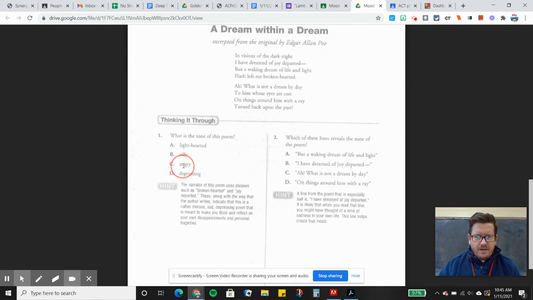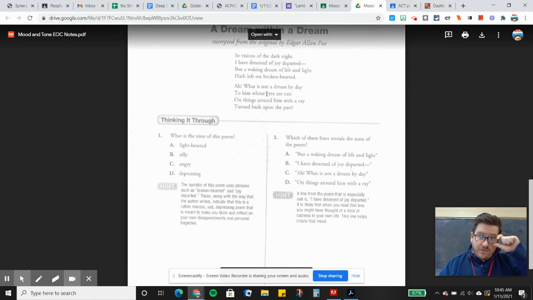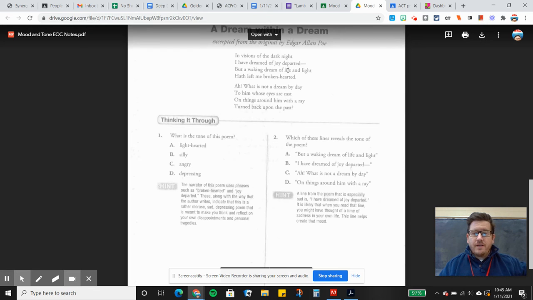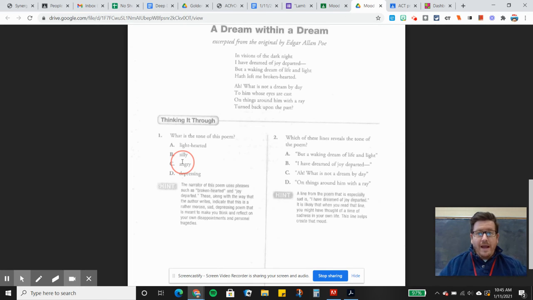Now, look at angry. One can imagine, you say, so what is not a dream by day to him whose eyes are cast on things around him with a ray turned back upon the past. So this idea that the speaker in the poem is constantly thinking about the past, of a joy departed. He once was experiencing a waking dream of life and light, but he's brokenhearted now. He doesn't have that anymore. One could imagine that a person who has experienced joy, who had joy but now doesn't, would be angry. But I think that that's reading more than the author intended here.